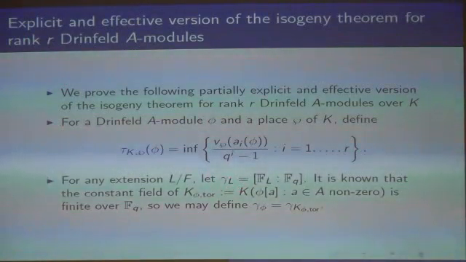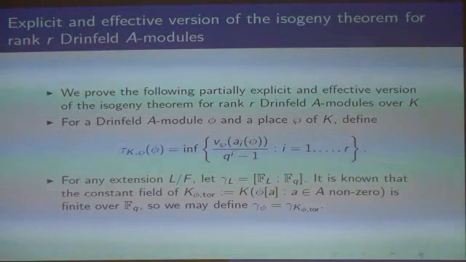Gamma_L, what is that? That's the constant field extension degree. You remember this notation was the constant field of L. So you take the constant field extension degree, that's gamma_L.